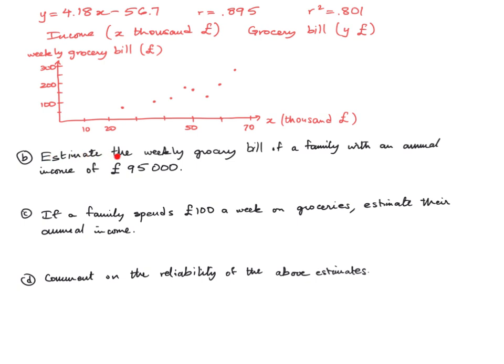So part B says, estimate the weekly grocery bill of a family with annual income of 95,000 pounds. Now, X was the income, so I want to put 95,000 in for X, except X was in 1,000 pounds, so I'm just going to put 95 in for X. So Y is equal to 4.18 times 95 minus 56.7. And I get approximately 340.4. So we say about 340 pounds.